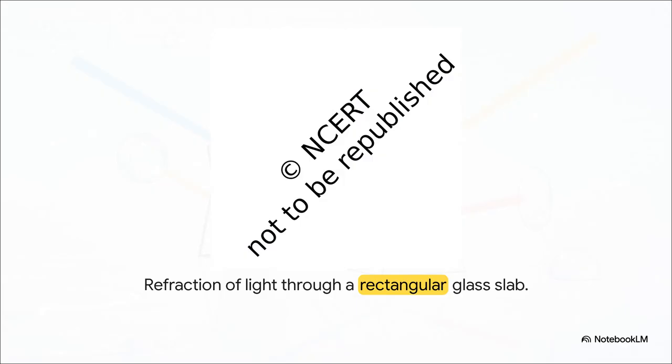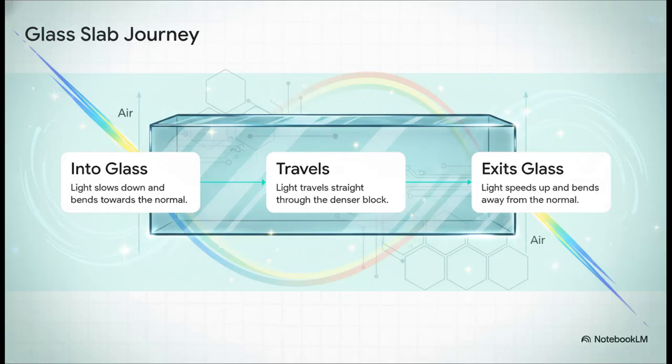To really visualize this, let's look at a totally classic physics setup, the rectangular glass slab. This is honestly the absolute perfect way to see refraction in action. Just notice how the line of light enters from the top left, bends, and then exits down at the bottom right. So let's actually trace this journey step by step.